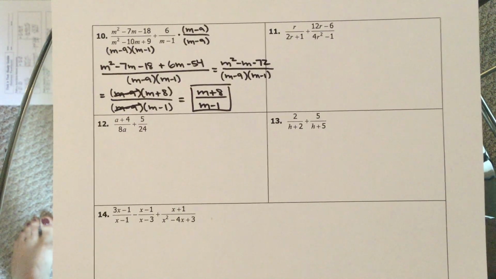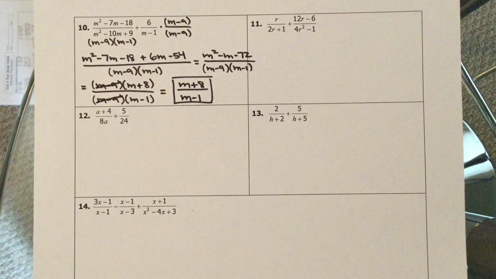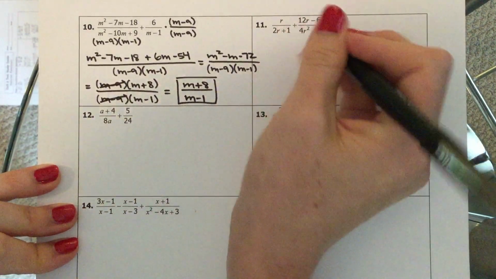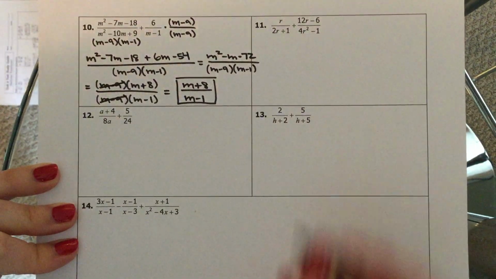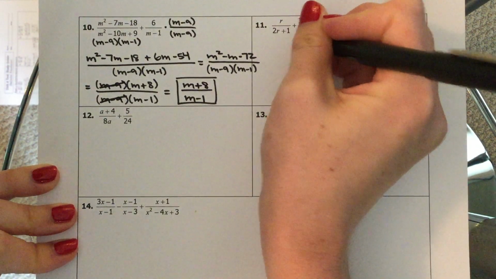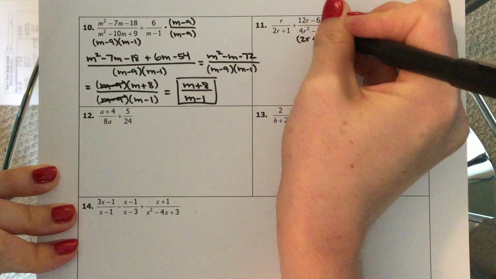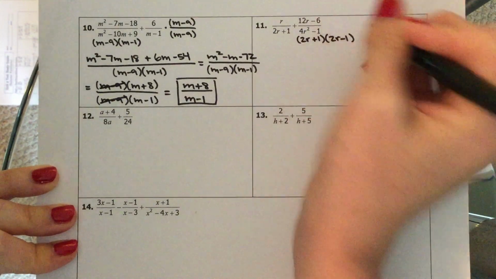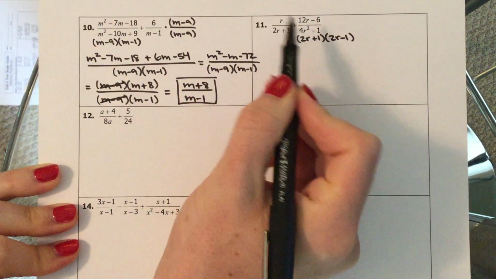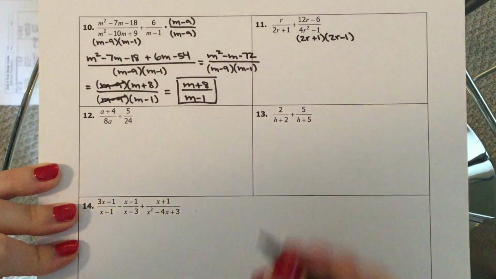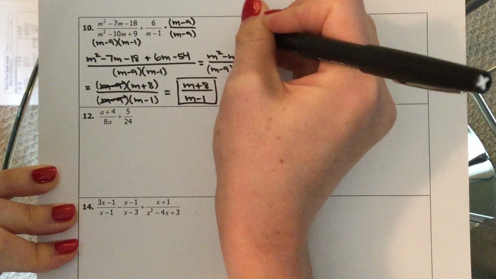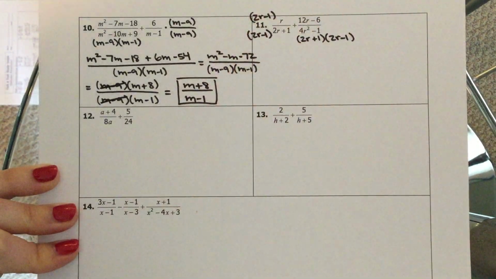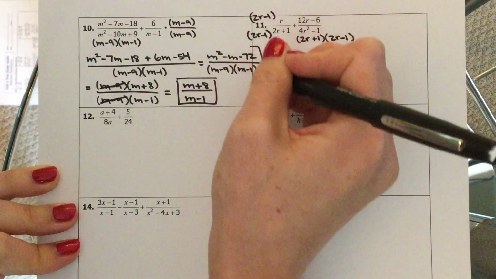All right, 11, another addition one with unlike denominators. So let's start by factoring. So 2r plus 1 doesn't factor. 4r squared minus 1 is the difference of squares. So that is 2r plus 1, 2r minus 1. So these match, but this one on the left is going to need a 2r minus 1. Okay, so we can rewrite that.